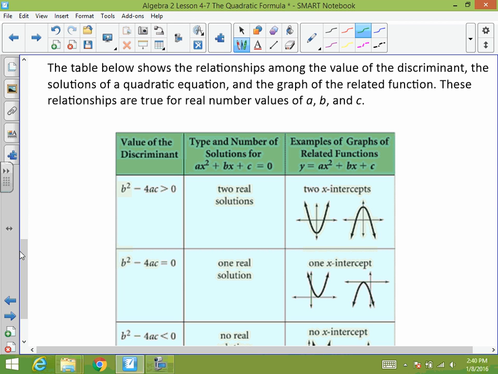So it's going to be something and 0, like 30 or 40 or negative 40 or something like that. And it's going to open upwards or downwards. You're going to only have one solution because it's going to cross the x-axis in one spot, and that's at the vertex.